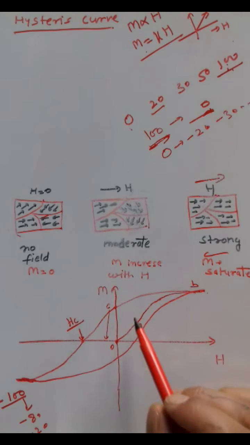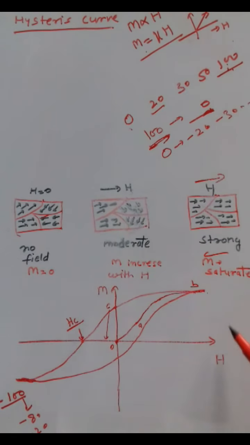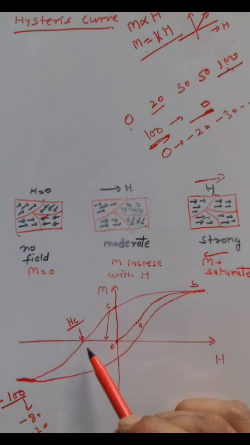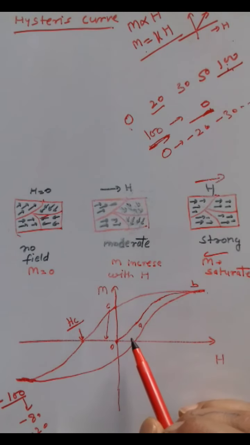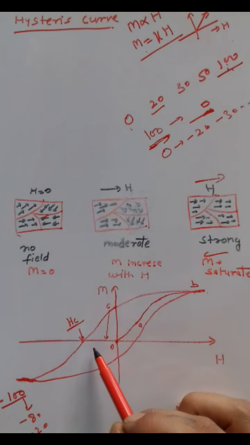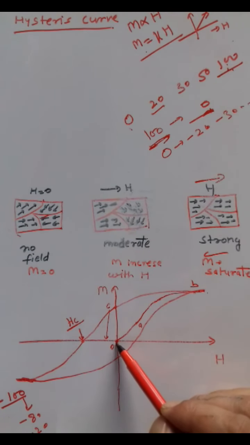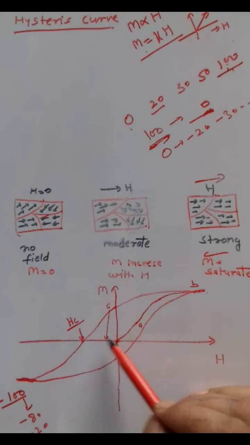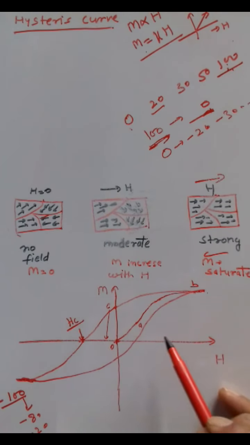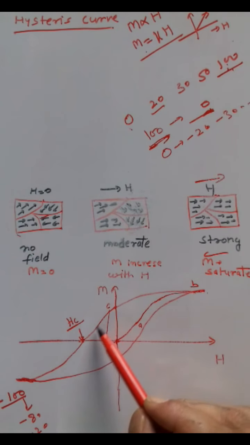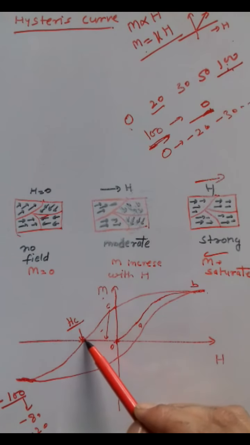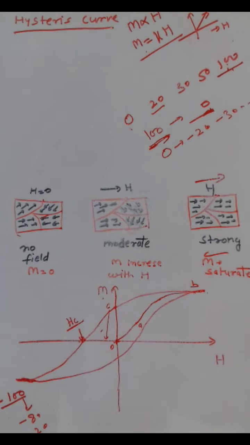This variation of magnetization M with the external field is called the hysteresis of ferromagnetic materials. Retentivity is the value of magnetization when the external applied field is 0, and coercivity is the value of external field at which the magnetization again changes to 0. So this is all about the hysteresis curve of ferromagnetic materials.